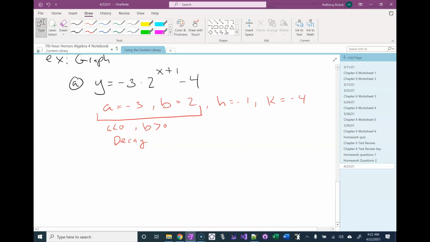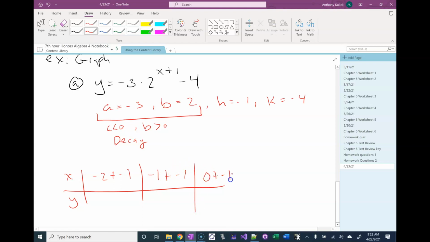I can then generate my xy points to make my graph. So again, I'm going to do -2 plus h for my x's, -1 plus h, 0 plus h, 1 plus h, and 2 plus h.